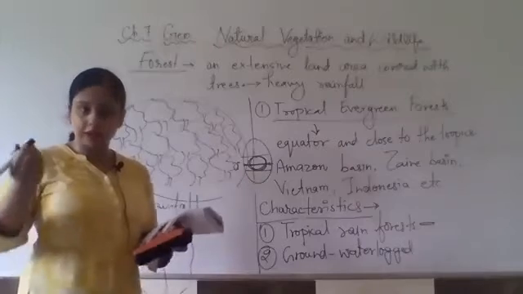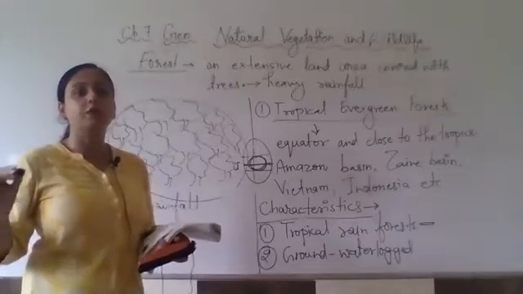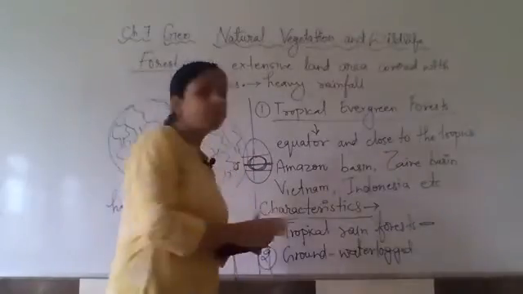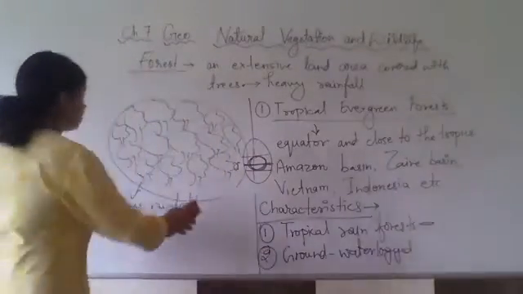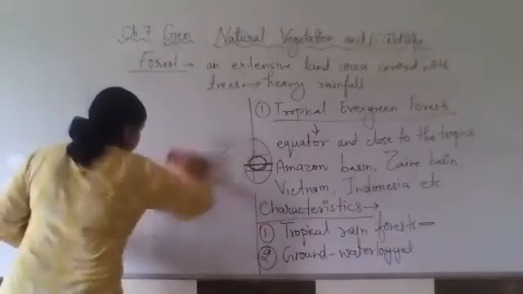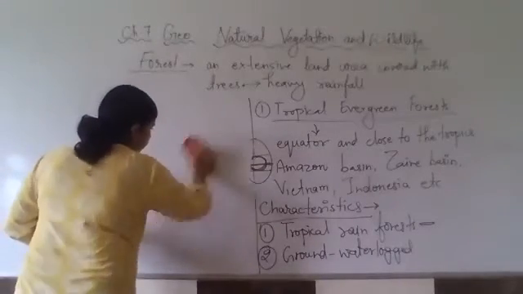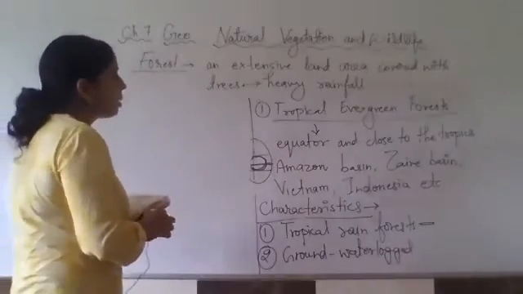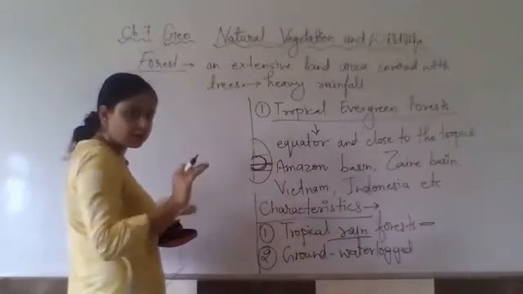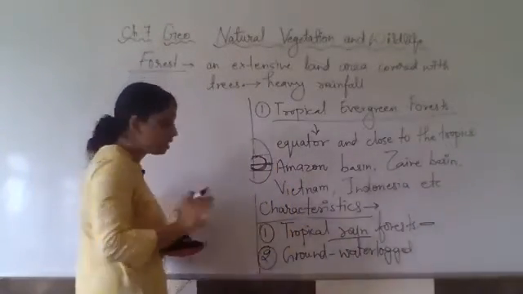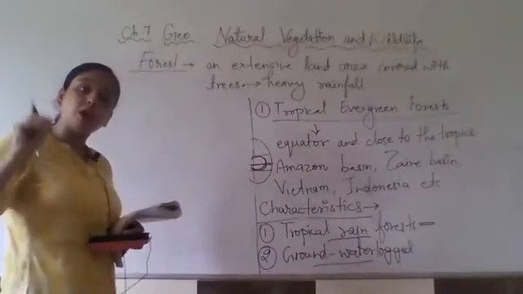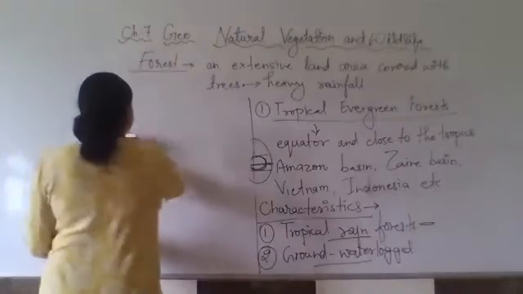The soil is there, it will absorb water and the ground will remain waterlogged. Understood? Now next is, the tropical evergreen forests are also called tropical rainforest because they get heavy rain throughout the year, and because of that heavy rain, the ground remains waterlogged throughout the year.